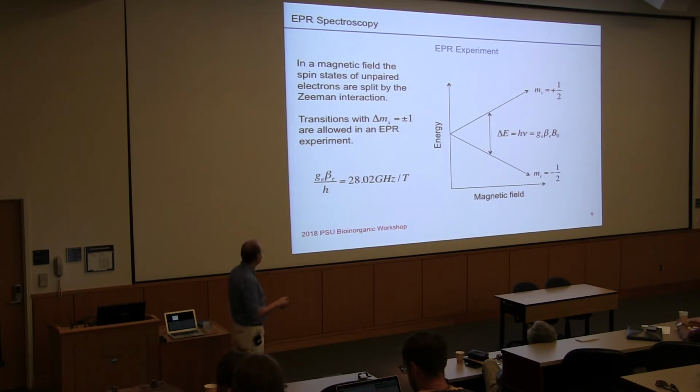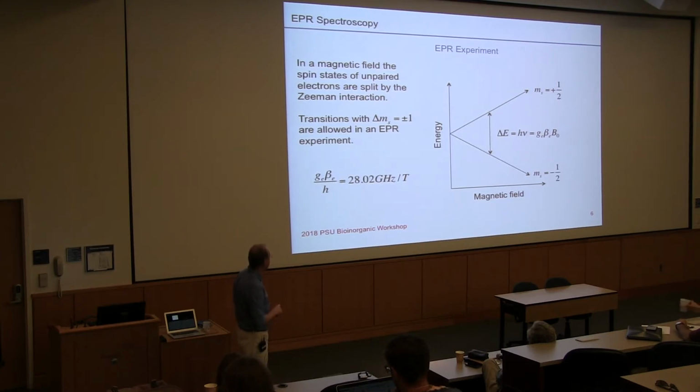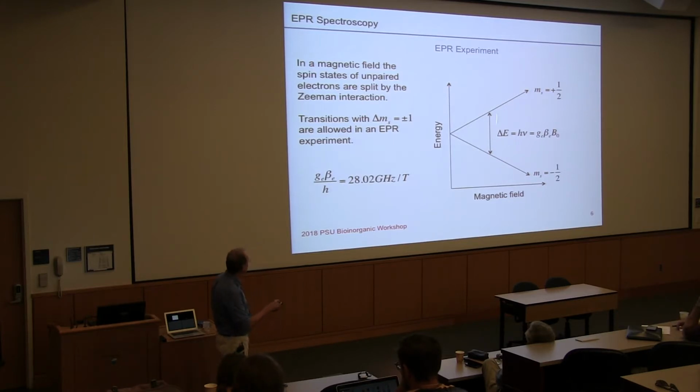If we put our electron into a magnetic field, then these two levels split in energy, and the energy gap is given by the free electron g value, which is a constant, the Bohr magneton, which is a constant, and the strength of the field. Of course we can then do spectroscopy on that and try to cause transitions, looking at the absorption between these two states. So the first question is, what kind of energies are we talking about?